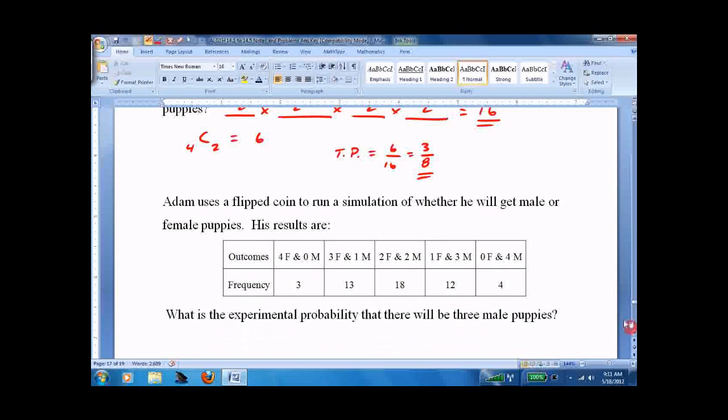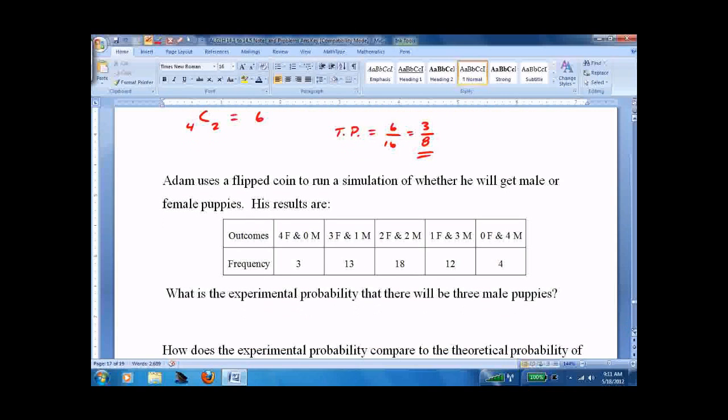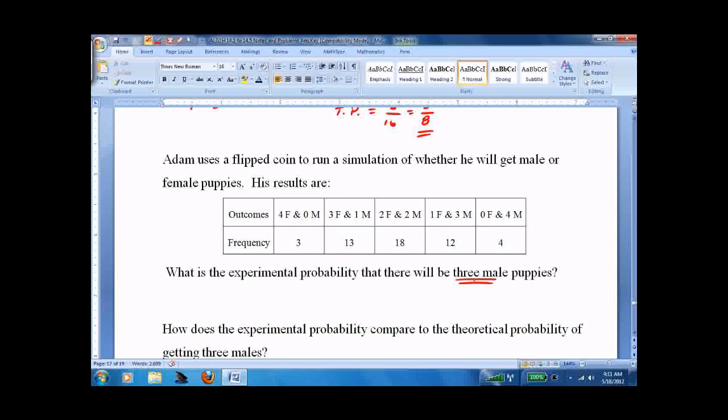So he takes a coin, like I was just saying before, and he starts flipping it and saying, let's run experimental data and see what we get. So what's the experimental data? There'll be exactly 3 male puppies. He's got 12 that are 3 male. He ran how many data sets? 50. It's 12 out of 50, 0.24. 24% chance.